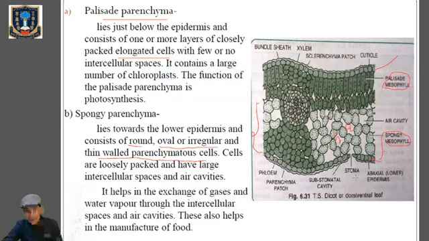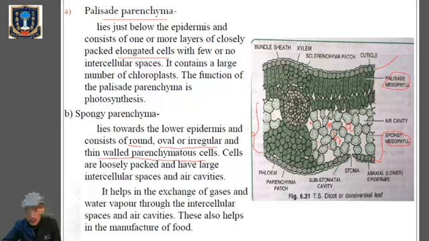Okay, so what we can see over here is that the stomata will help in the exchange of gases. So since it is present in the lower epidermis, here also we can say that the spongy parenchyma will help in the exchange of gases and water vapor through the intercellular spaces and the air cavity. That means through the spaces and through the air cavities there will be exchange of gases and water vapor with the help of spongy mesophyll cells. Okay, and this spongy parenchyma will also help in the manufacture of food. So don't get confused. Mesophyll cells are divided into two types: palisade mesophyll and the spongy mesophyll.